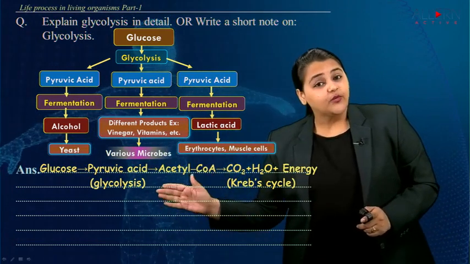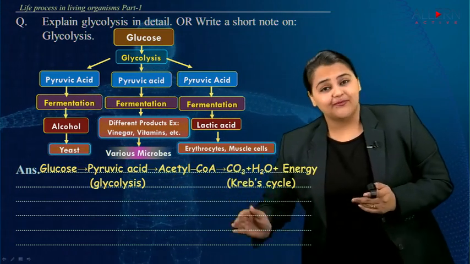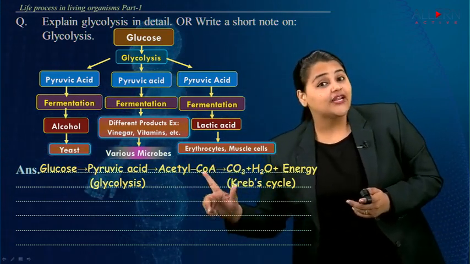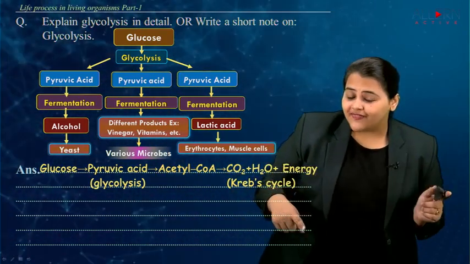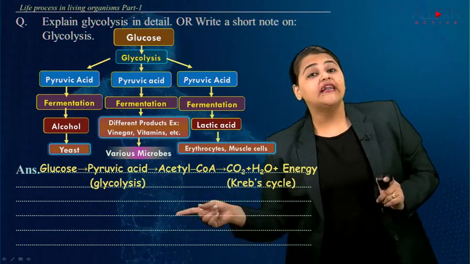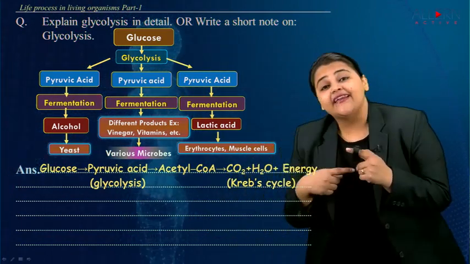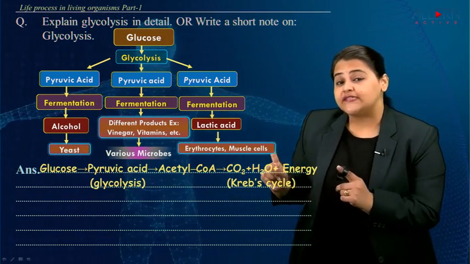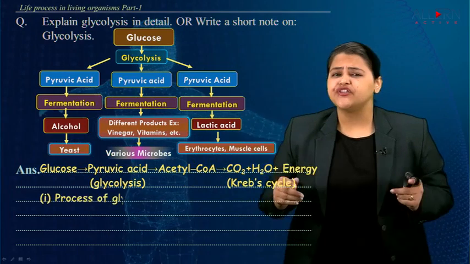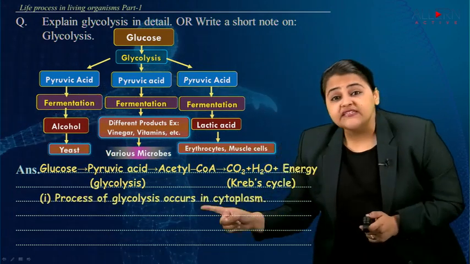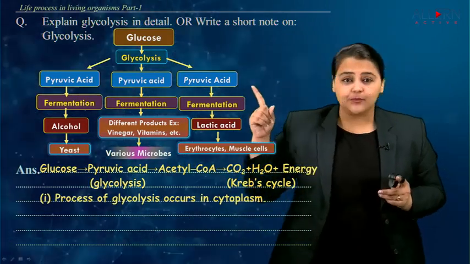Now this pyruvic acid is then converted into acetyl coenzyme A, and this acetyl coenzyme A then enters the mitochondria, where it goes through a cycle called the Krebs cycle to form carbon dioxide, water and energy in the form of ATP. The process of glycolysis firstly occurs inside the cytoplasm.